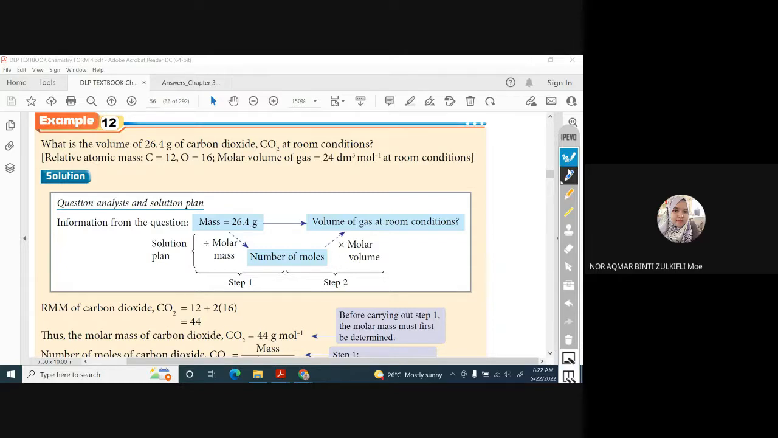Okay, I show you the step from the textbook first, then I'll show you my step. My way is easier to understand. Okay, let's look at the textbook first.